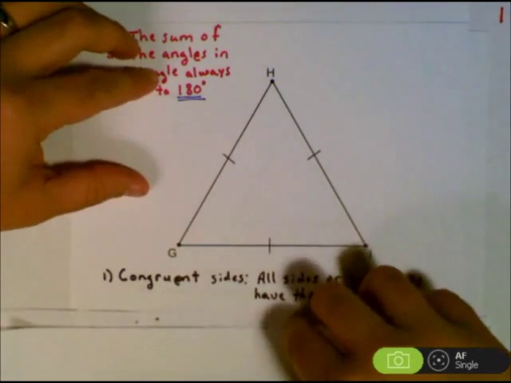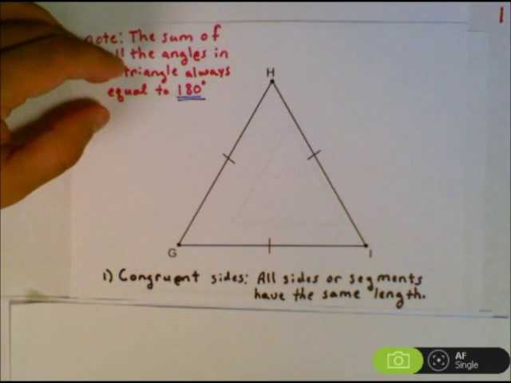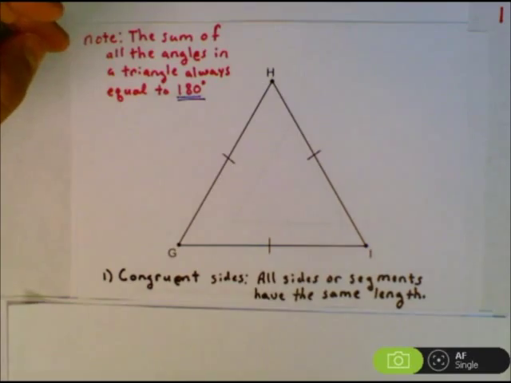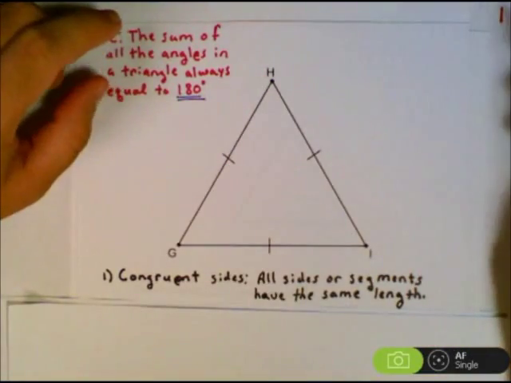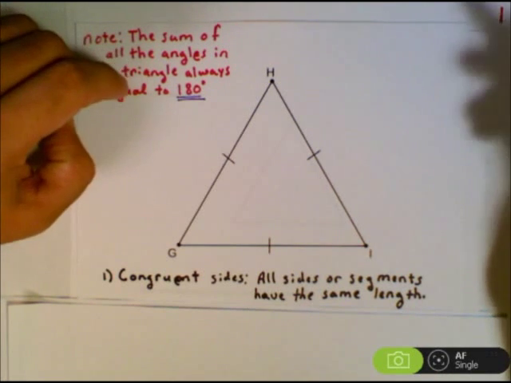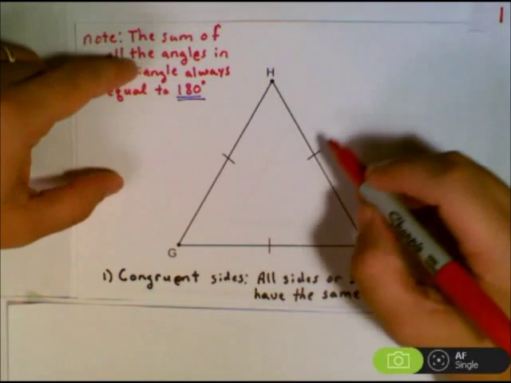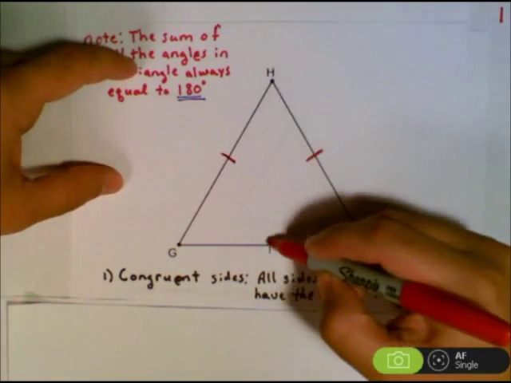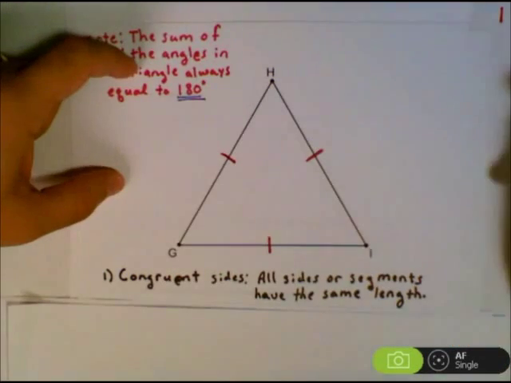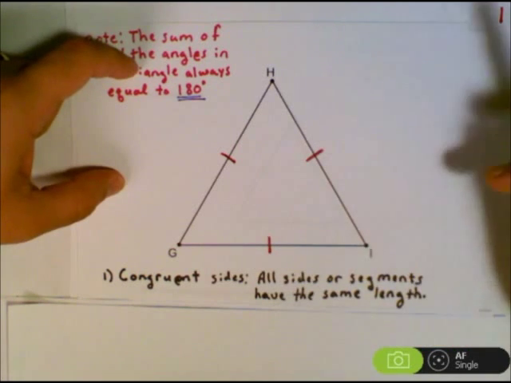Now, one of the things to remember for the equilateral triangle is that all the sides are congruent. So when you hear the terminology of congruent sides, all it's saying is that all sides or segments have the same length. It means these little lines right here will identify each of these lines as being congruent.